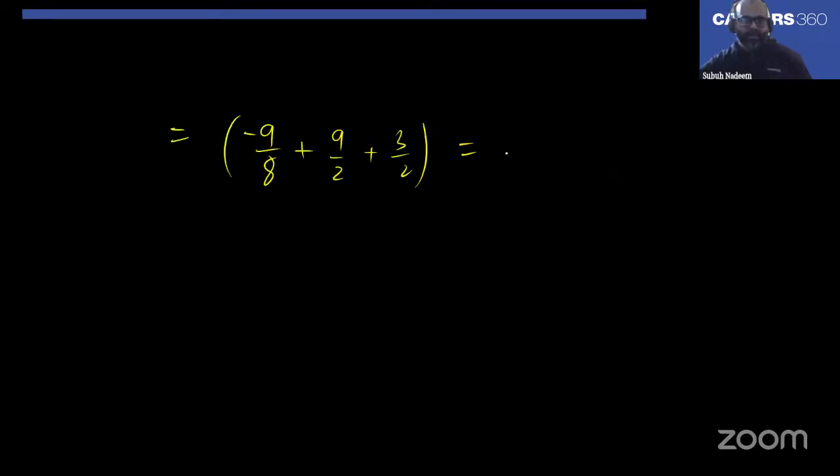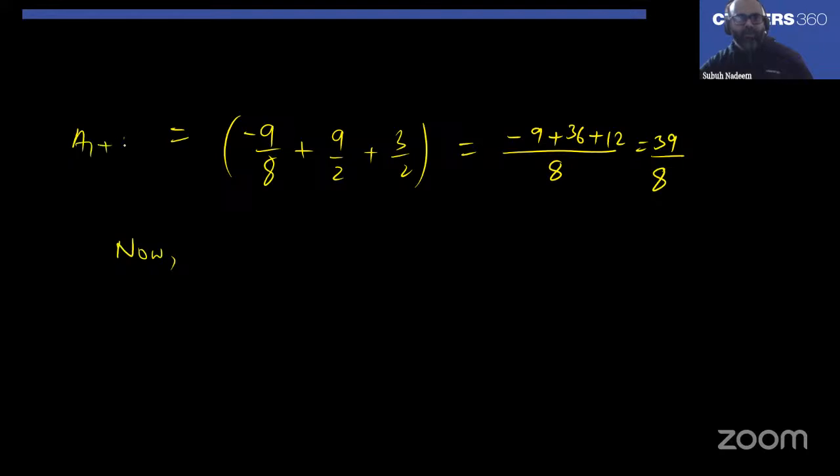So it will become, with 8 as LCM, minus 9, and then this will become 36, and then this will become 12. So it will be 48 minus 9. 48 minus 9 will be 39. So this will be 39 by 8. Now this is A1 plus A2.